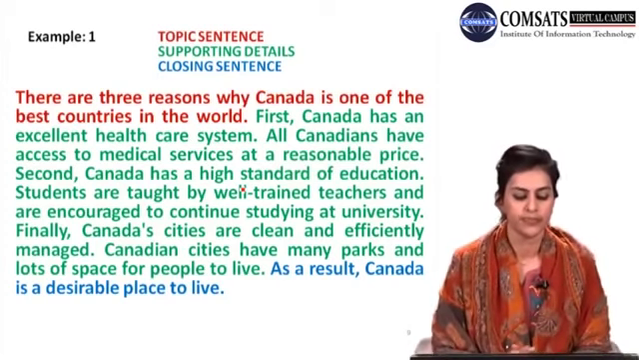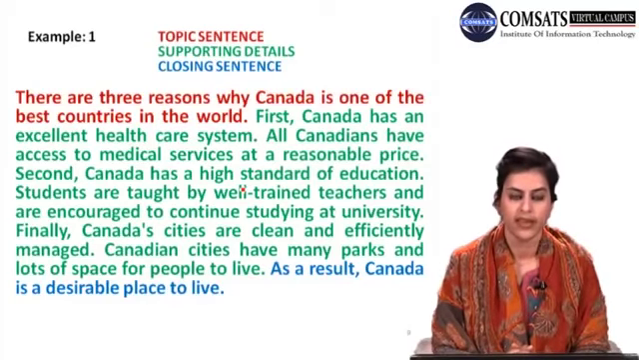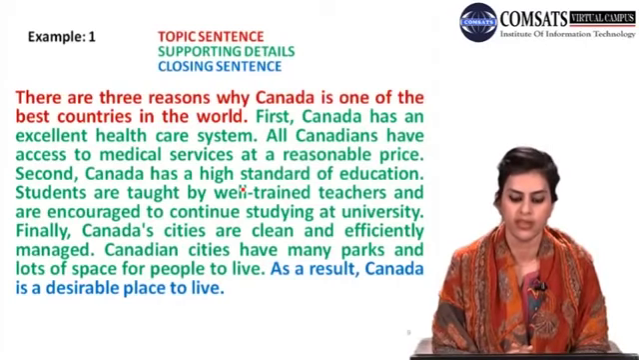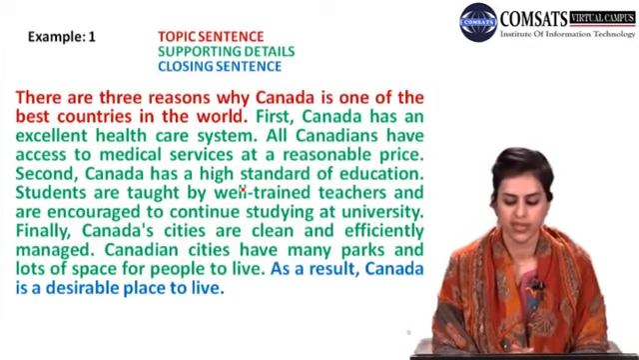See the topic sentence: There are 3 reasons why Canada is one of the best countries in the world. In the topic sentence, the writer has clearly said that there are 3 reasons why Canada is one of the best countries in the world. First, Canada has an excellent healthcare system. Now the writer is trying to elaborate all those 3 reasons one by one. These are what you call the supporting details.